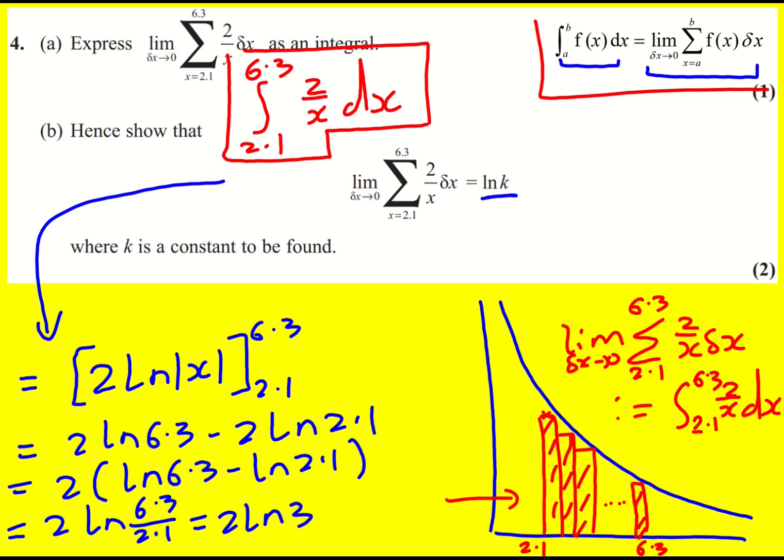It's not quite how we're asked to leave it, because we're asked to leave it just as ln k. The final answer is going to be ln 9. We could say that k is equal to 9, but it's absolutely fine to just leave it like that. Well done.